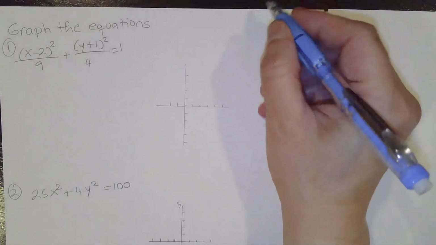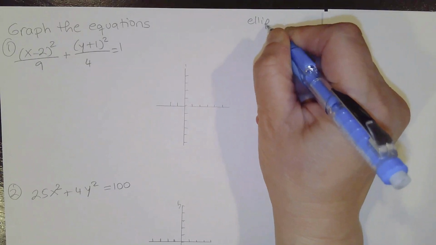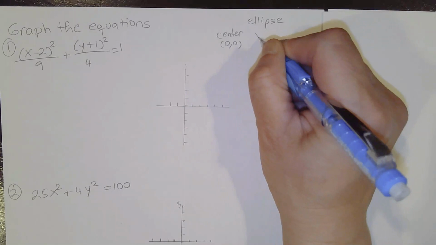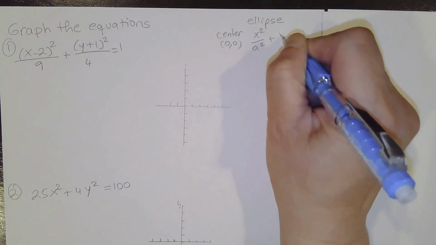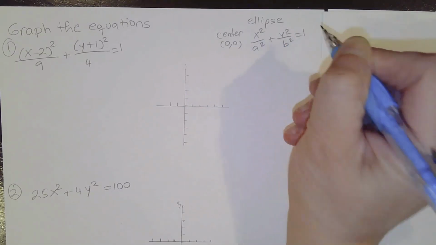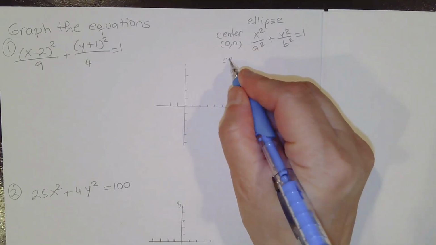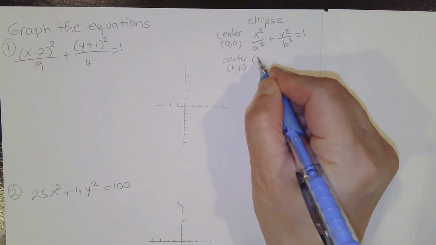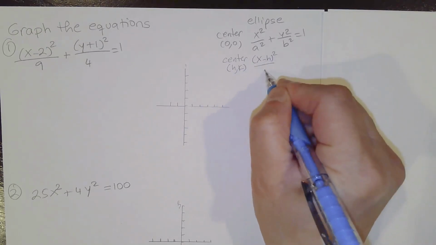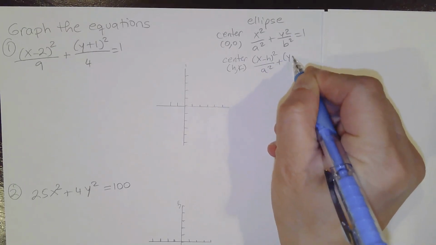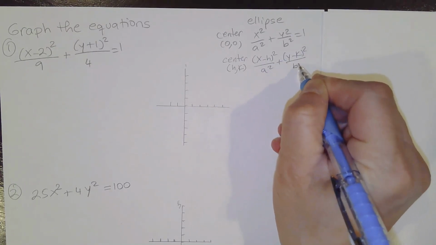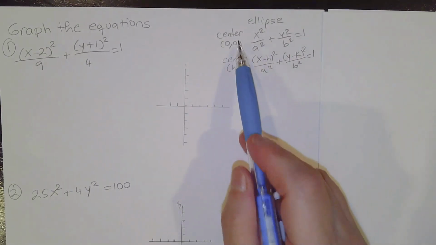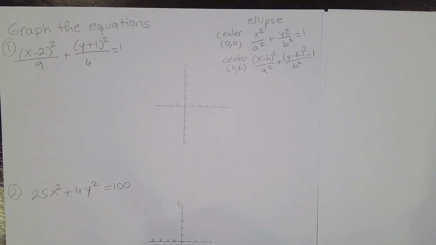Now if you recall, the equation of an ellipse centered at the origin, let's start with that one, is x squared over a squared plus y squared over b squared equals 1. If it's centered at (h, k), then the equation of an ellipse would be (x minus h) squared over a squared plus (y minus k) squared over b squared equals 1. So these are the equations of an ellipse centered at the origin or at (h, k).